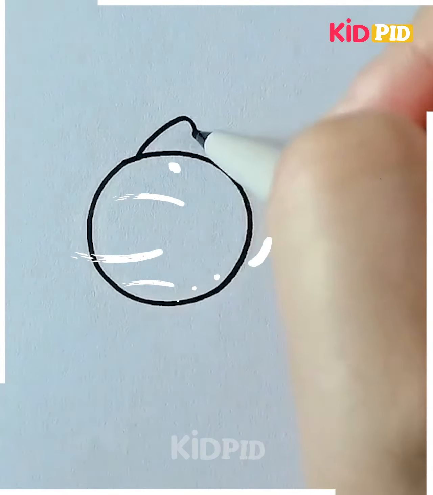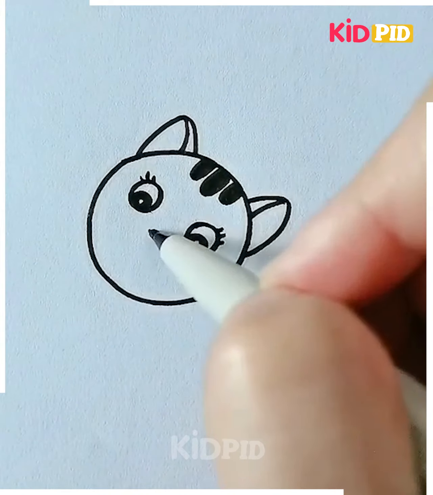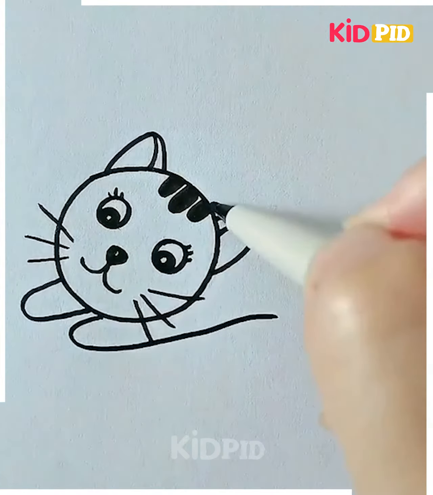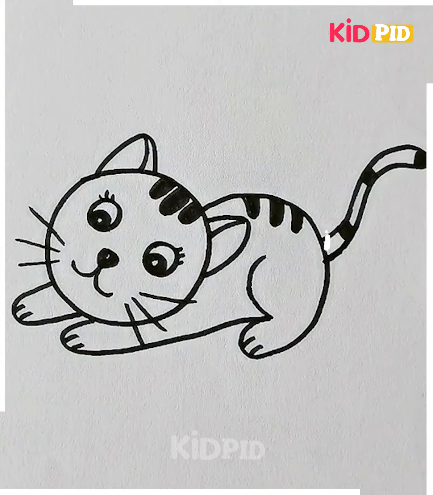Draw small circle and make face of the kitten. After that with black marker draw this on it and your drawing is ready.